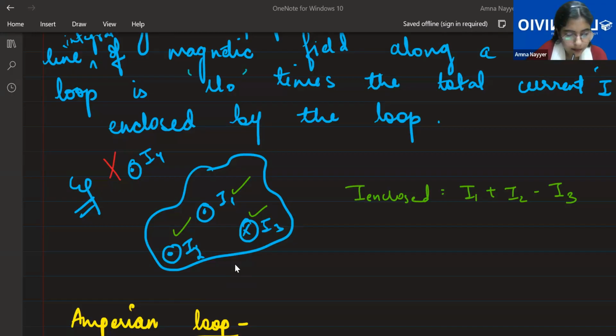What were you saying? Ma'am, here the direction could be I1 plus I3 minus I2 as well. I1 plus I2 plus I3. The I3 current is in the opposite direction, so when you calculate the net value, it will be subtracted. But you can add it also, just because of the direction I took.